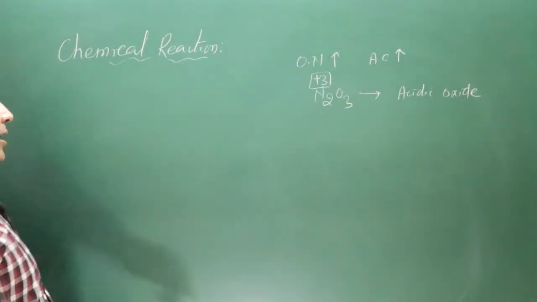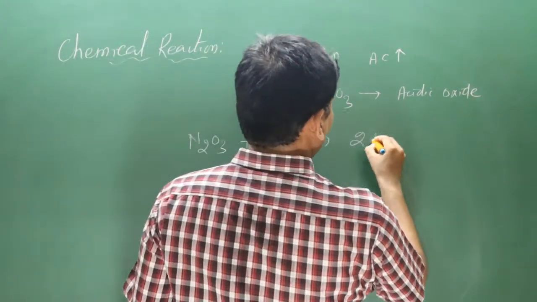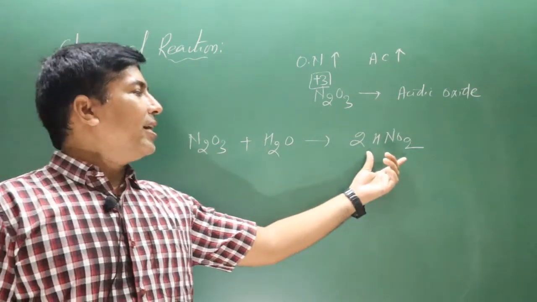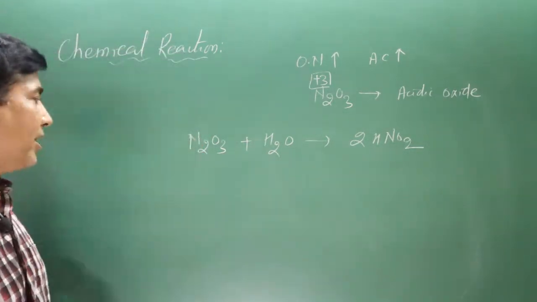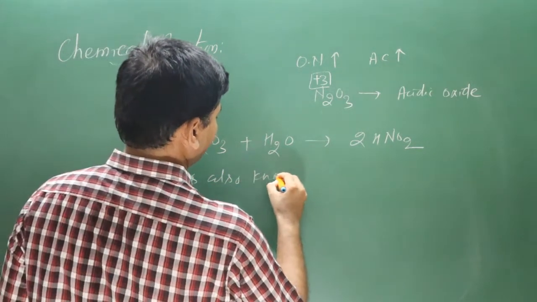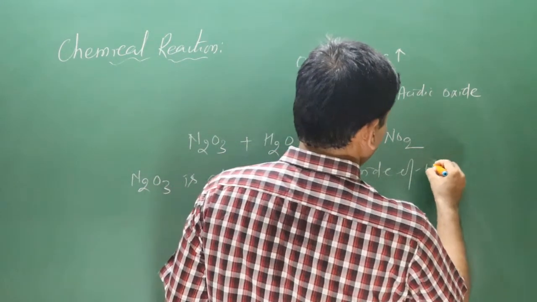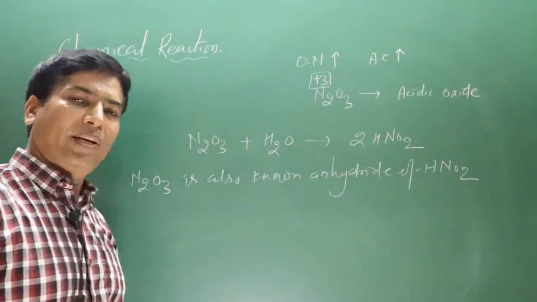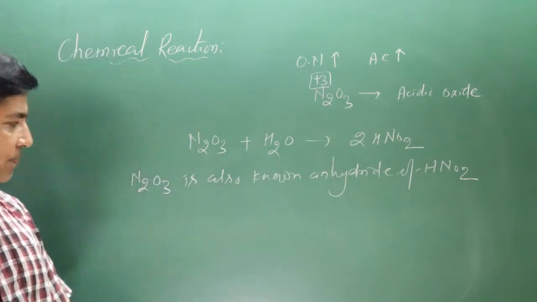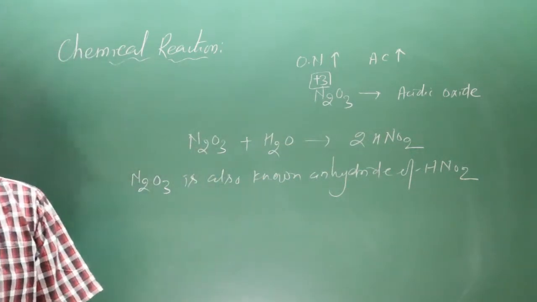One more piece of information. When dinitrogen trioxide is added to water, it forms 2 molecules of nitrous acid. Since we add this molecule to water and form 2 molecules of nitrous acid, N2O3 is also known as the anhydride of nitrous acid. Very simple chemical reaction: add 2 waters and it forms nitrous acid. If I remove 1 water molecule, you get dinitrogen trioxide.